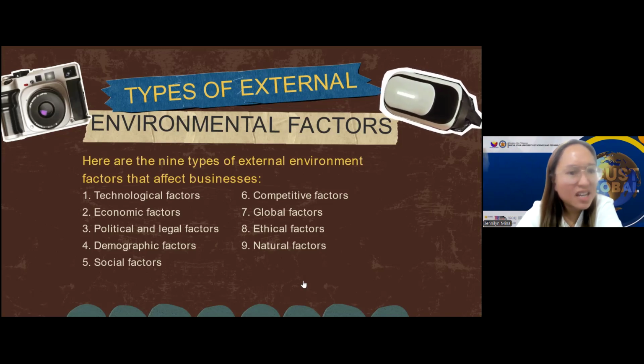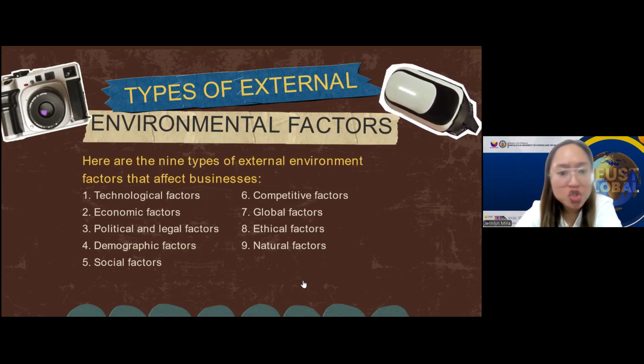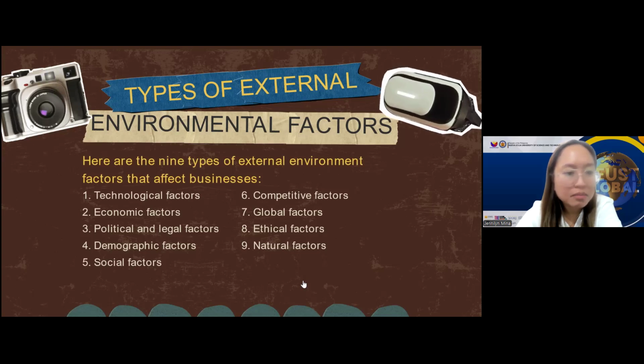These are the techy stuff. New technology like an online ordering application or a self-checkout kiosk can change how customers interact with the bakery. Next, the economy, which is the economic factor. If the economy is strong, people might buy more treats. During a recession, they might cut back.